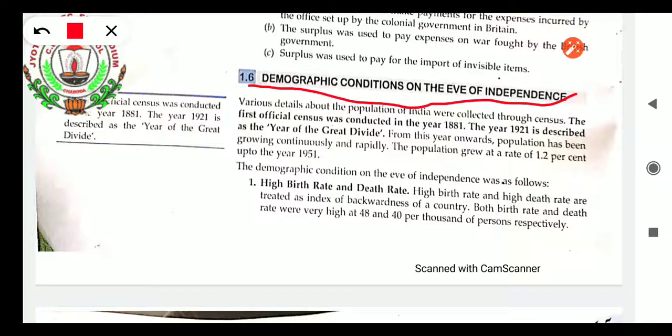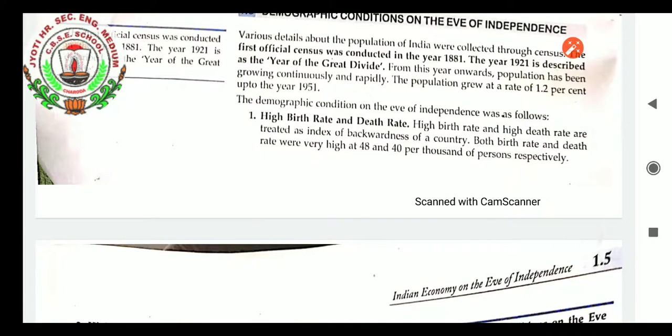Very first is high birth rate and death rate. You can see that Indians were having a high birth rate and death rate. High birth rate and death rate are treated as an index of backwardness of a country. Definitely, students, if the birth rate is at a very high rate and the death rate is also at a very high rate, it means there is no control over the population of the country. Then it will affect our economic status also, so we have to study this particular problem.